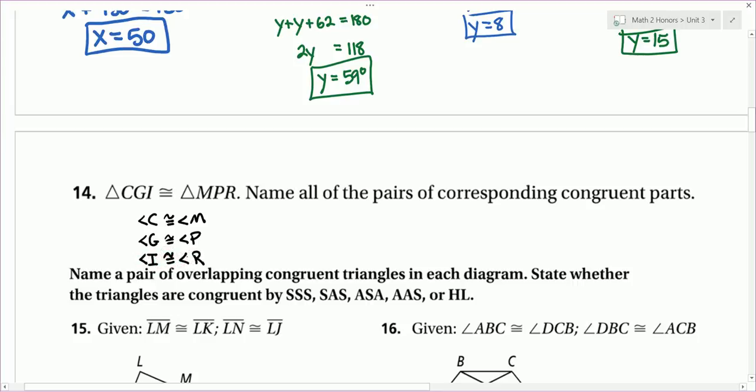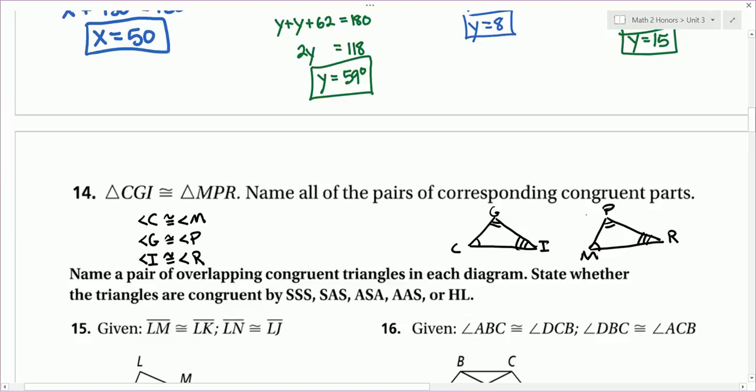If you need, you can draw 2 triangles to get a visual. CGI, MPR. But even when you're drawing those, you need to make sure the C and M match, the G and the P match, and the I and the R match because of the ordering of the letters.